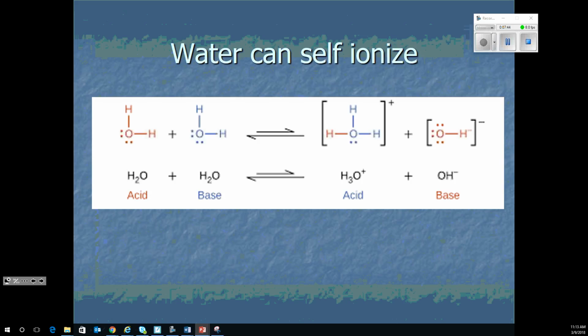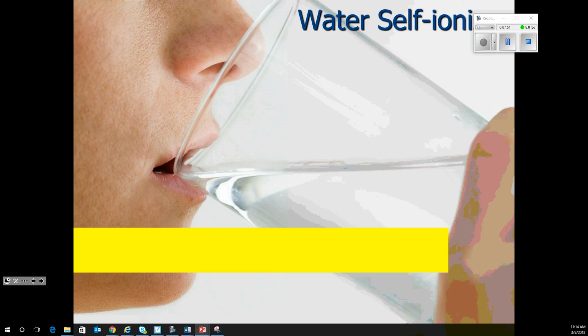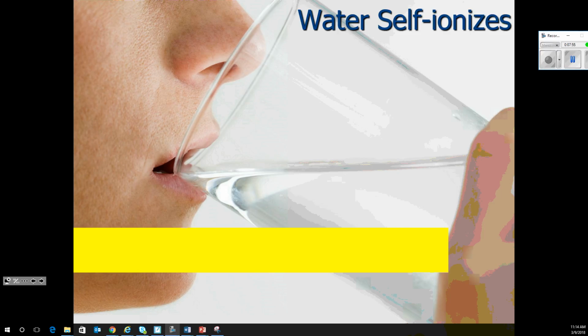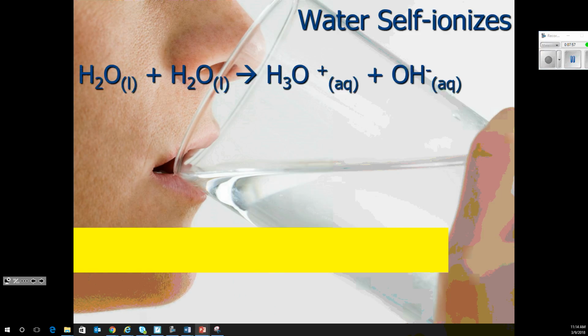Okay, I'm going to pause that really quick. Oh, that's good. All right, so has everybody got that written down? We're going to go forward here. With water self-ionizing, we have an equation that we need to learn. And that is the self-ionization without the Lewis dot.